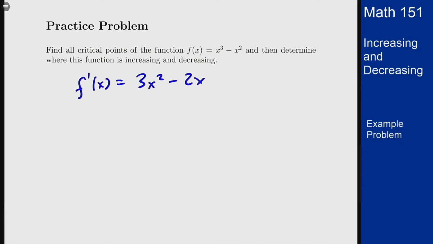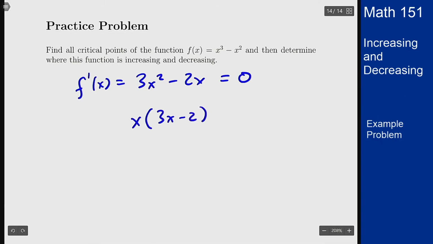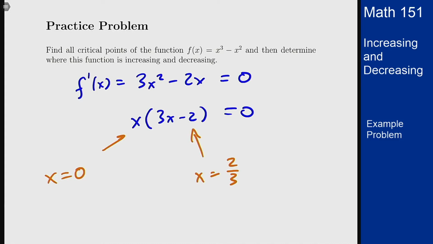So the only way I get critical points is when this is 0. So I can set this to 0, and then I can factor out the x from both terms. We get x times (3x minus 2) equals 0. Look at these factors separately. Here, this tells me that I have a critical point where x is 0. And here, I get one where x is 2/3, because that will make this term here go to 0. So my two critical points are at 0 and 2/3.